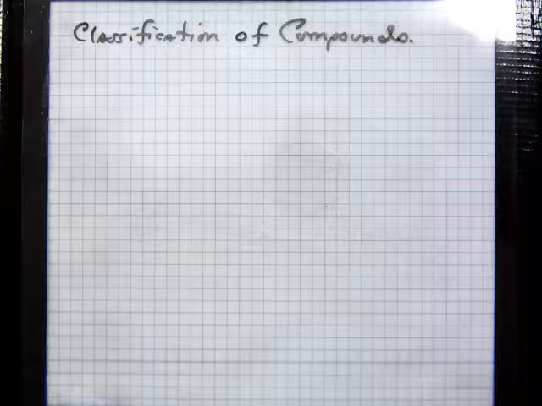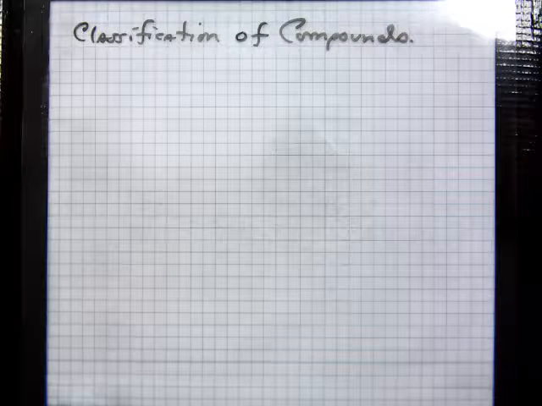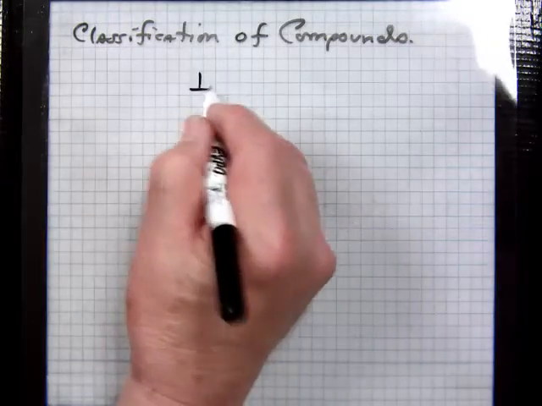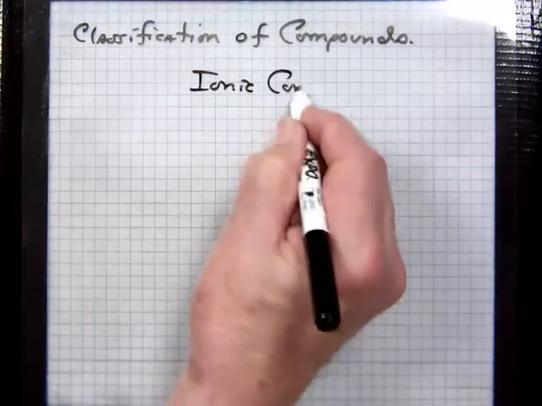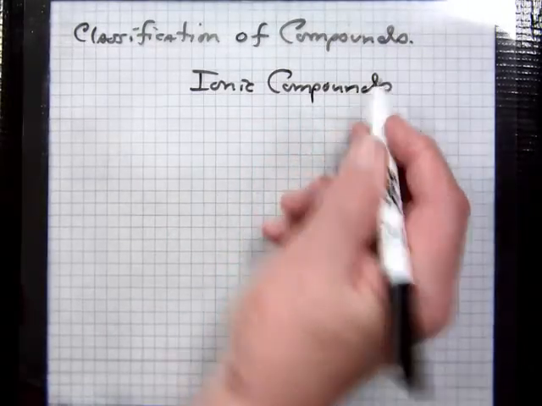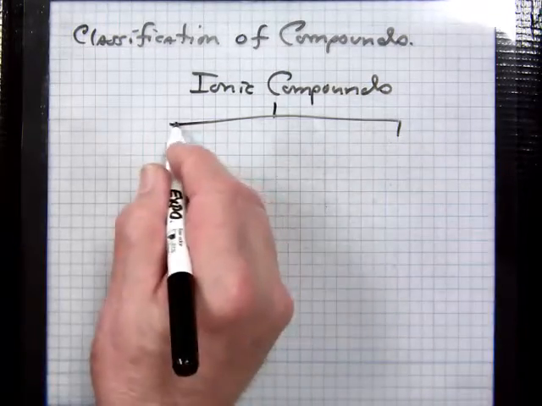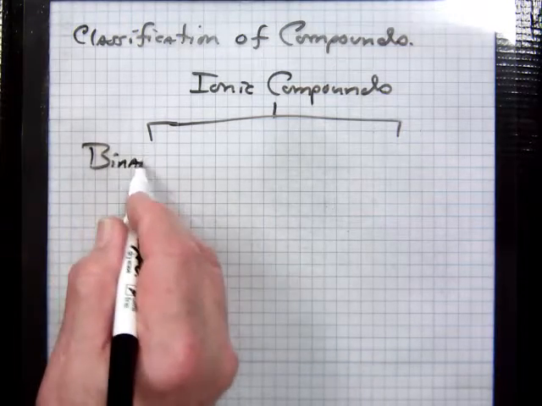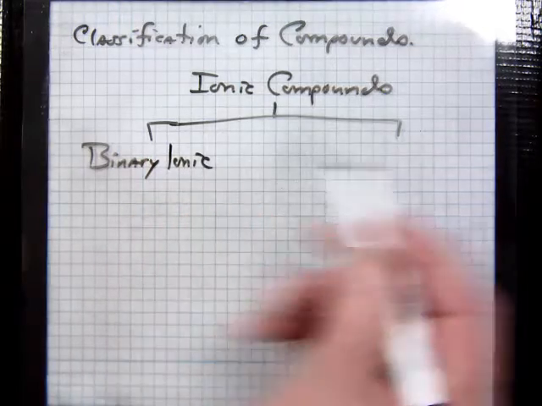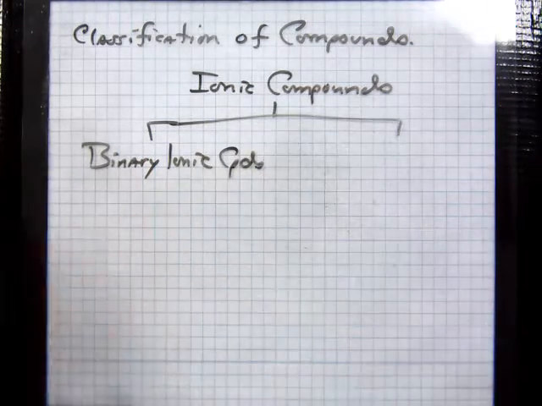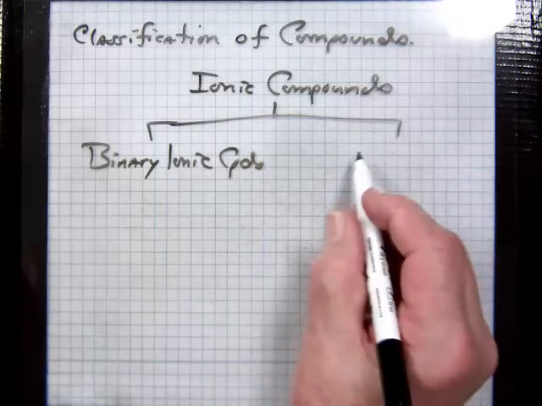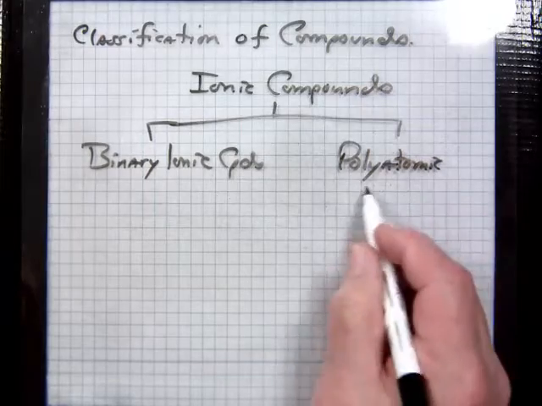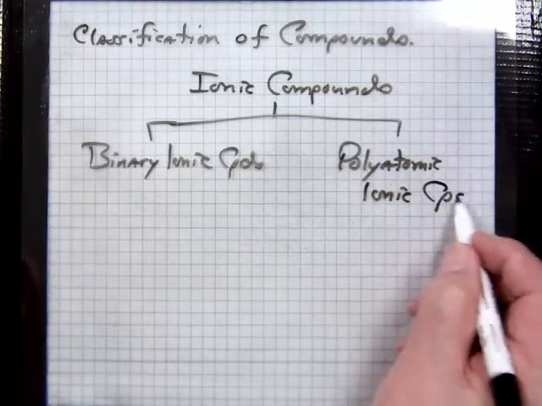Okay, there are two classifications of compounds. We have ionic compounds and molecular compounds. If you're talking about ionic compounds, you're talking about two classifications: binary ionic compounds and polyatomic ionic compounds.